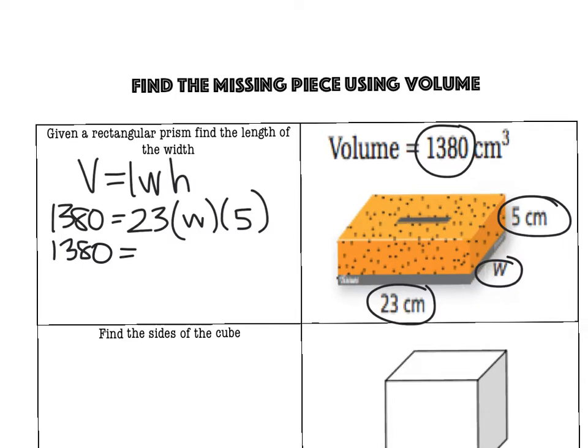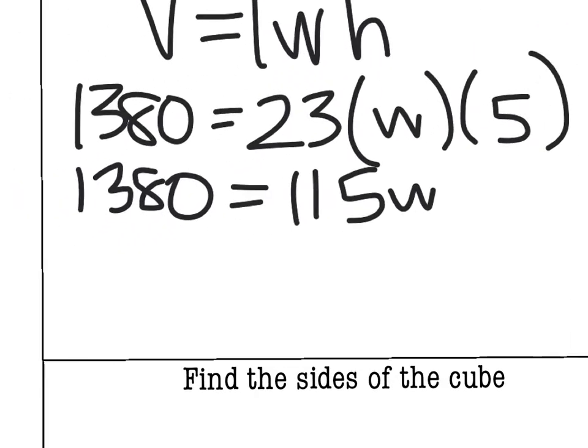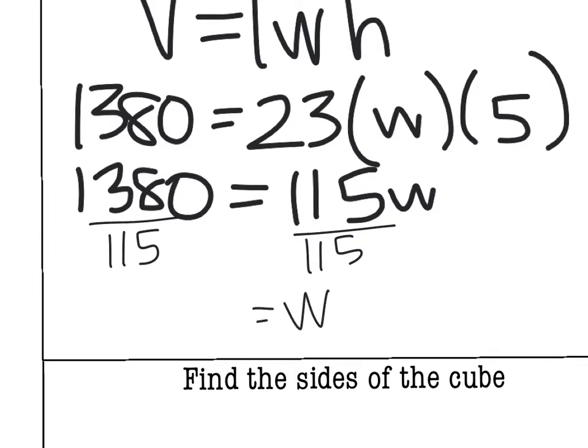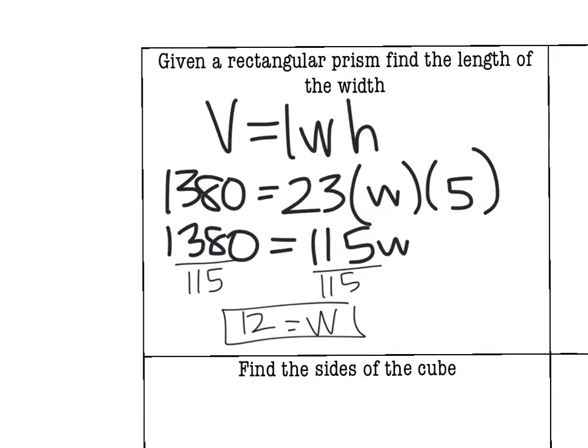So 23 times 5 is 115. And it's a one step equation, right? So we divide both sides by 115. And it could be a decimal, we're just going to round it, but this one actually comes out to be 12. So the width is 12.